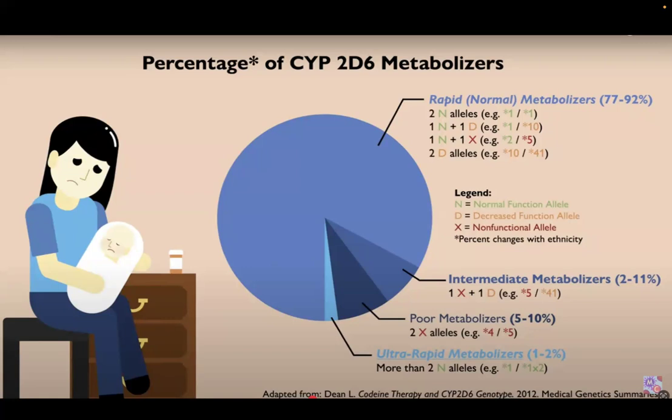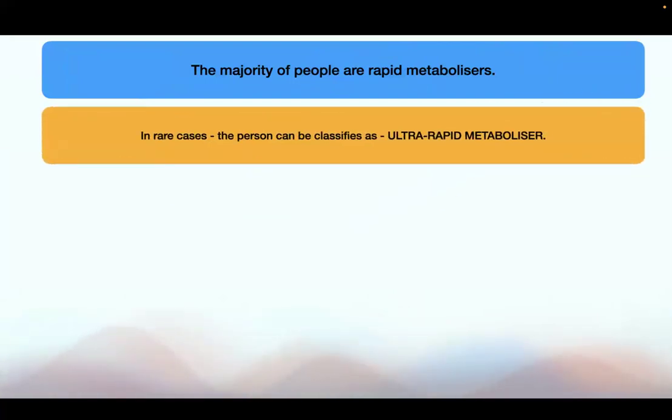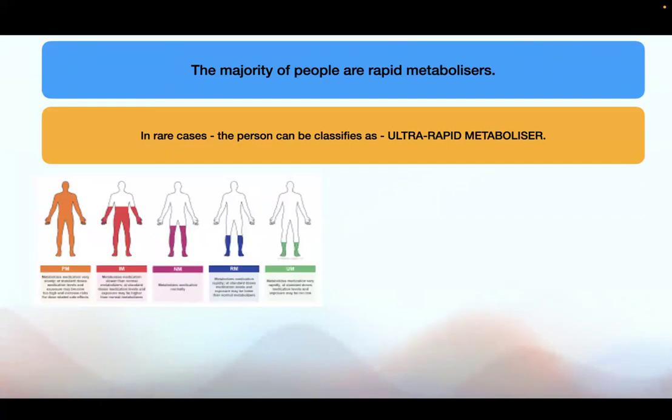So this is the diagram. I think this picture I had uploaded in the very first lecture, also introductory, where I said this will be clear in the next lecture. So I think now you have understood the whole meaning of this. Okay, so the majority of people are, again I'm saying, rapid metabolizers. Rapid means normal. In rare cases, a person can be classified as ultra rapid. Okay, so this is again the picture to understand.